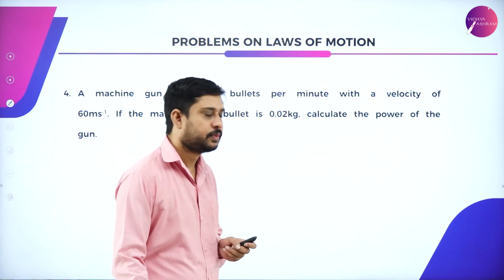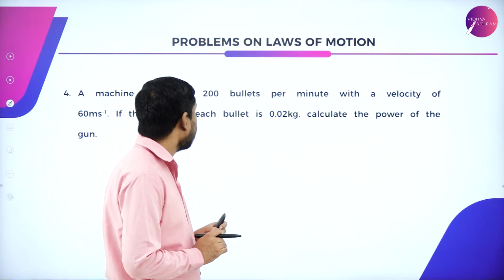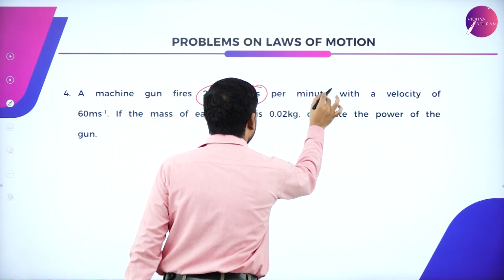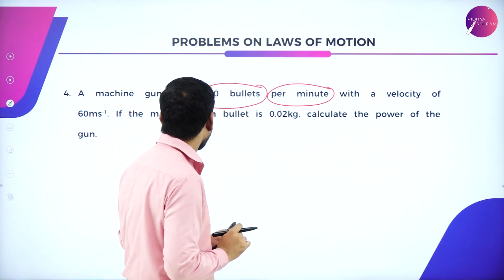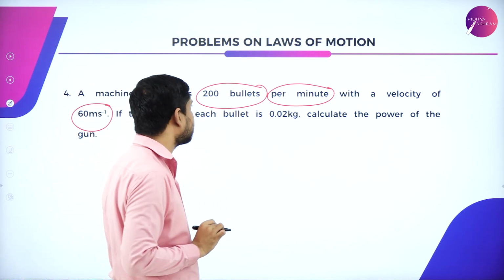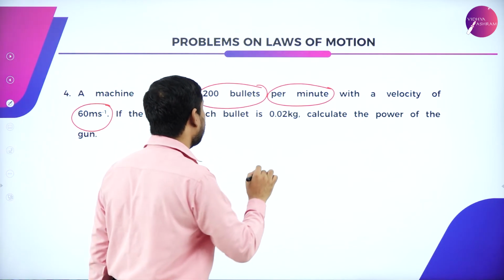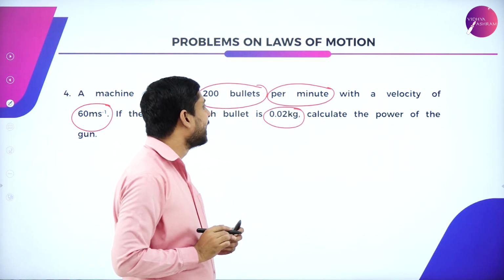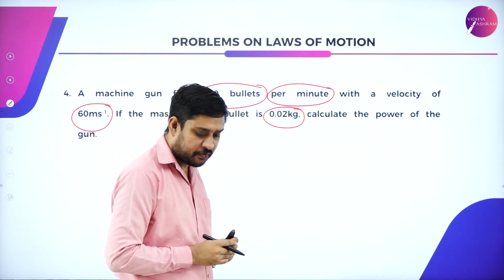The next one. A machine gun fires 200 bullets per minute with a velocity of 60 meters per second. If the mass of each bullet is 0.02 kg, calculate the power of the gun.